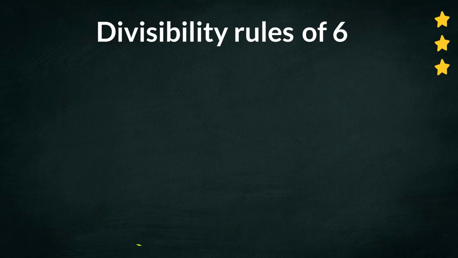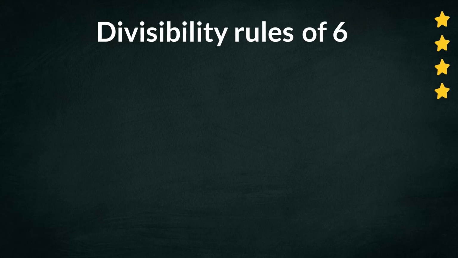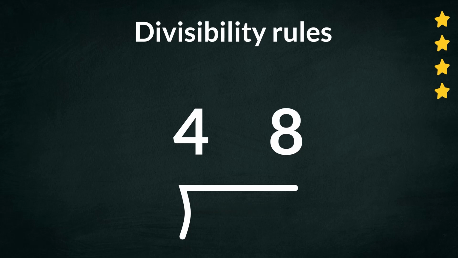Am I forgetting something? Oh, yeah, your fourth achievement star. Here you go. Now hold on tight to it, because we're going to face some tough divisibility rules now. Our next stop, divisibility rules of 4 and 8. We're going to need some division action for this. Don't worry, the division won't take too much of your time.